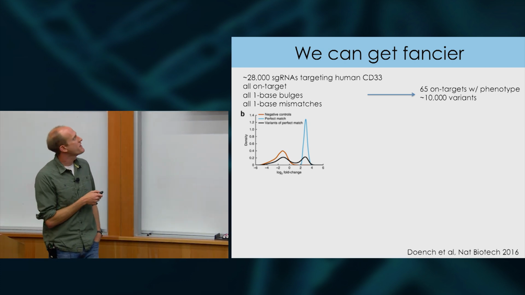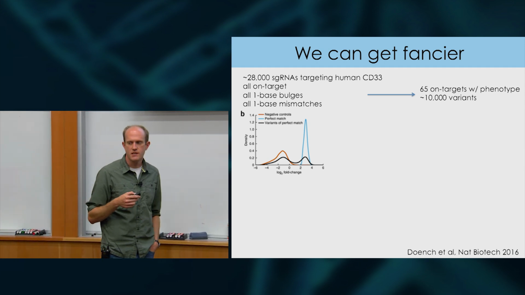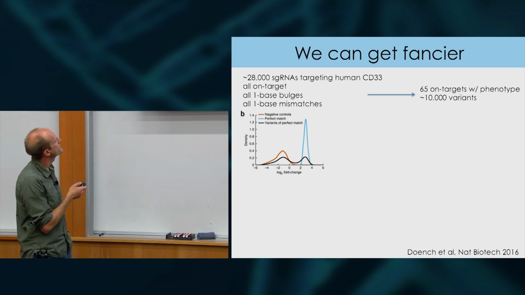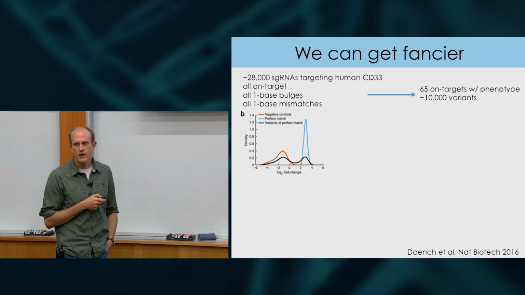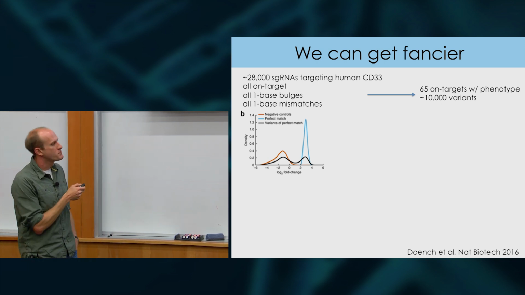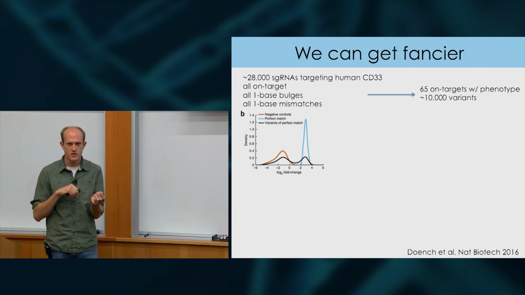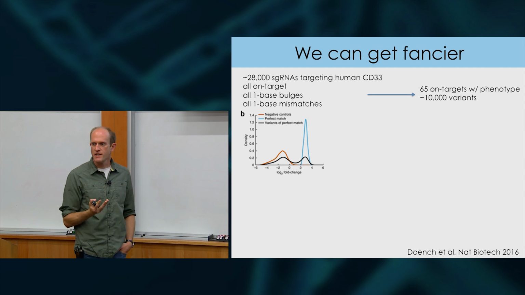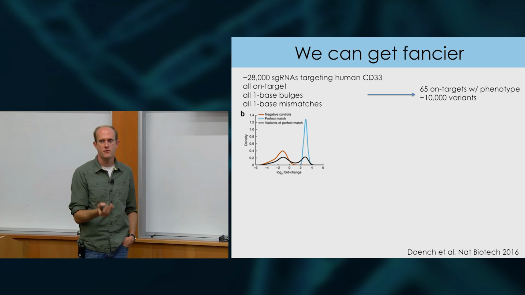We can get even fancier than that. In the same time that Doench did the big Rule Set 2, they also looked at on-target stuff. And this was a pretty neat experiment. They took 28,000 guide RNAs targeting CD33. And these 28,000 guide RNAs are every single on-target guide RNA. They made every single one-base bulge, so not a mismatch, but trying to make bulges in the RNA, bulges in the DNA. And then they also did all the mismatches. They made that in a lentiviral library, and they did the same thing that they did for the on-target score, right? Sorting for CD33 surface expression.